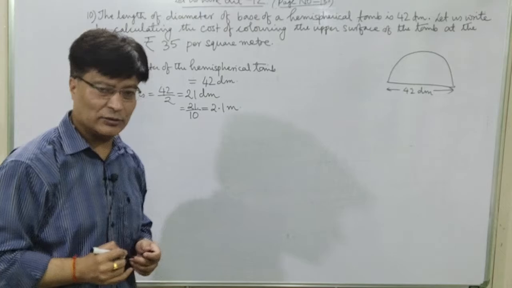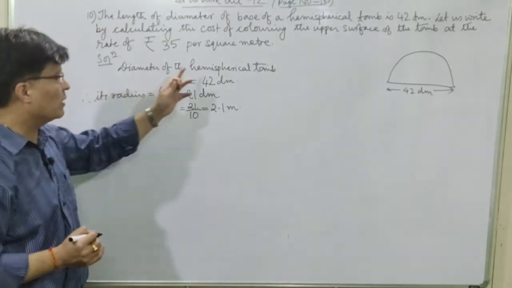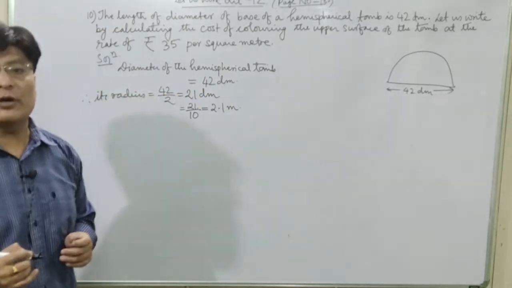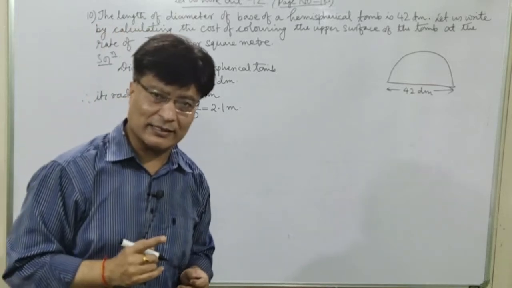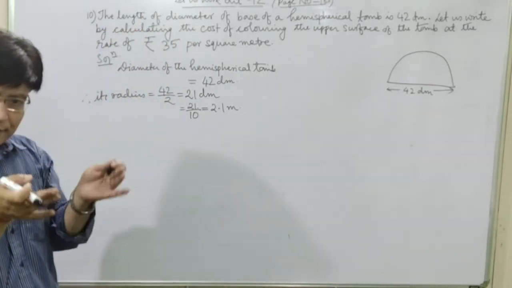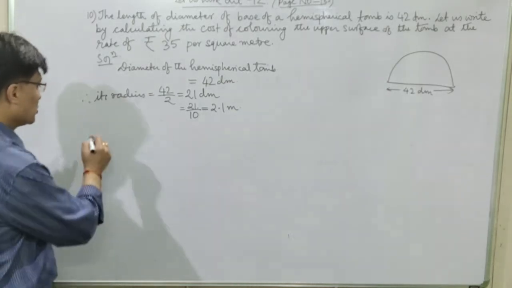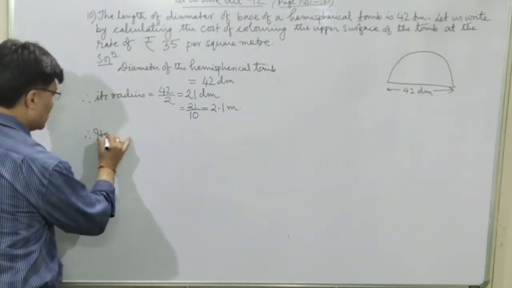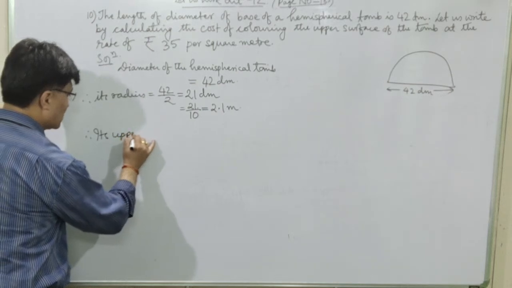2.1 meter. Okay? So what is the radius of the hemispherical tomb? It is 2.1 meter. Is that clear? So let us find out its upper surface area, because only the upper surface area gets colored.